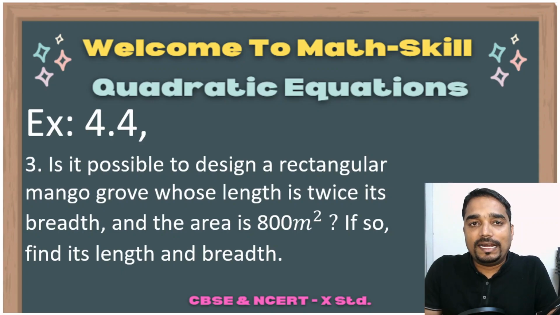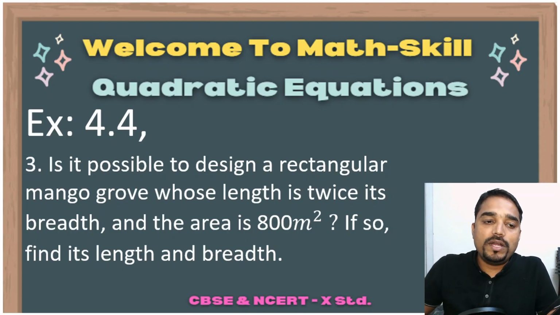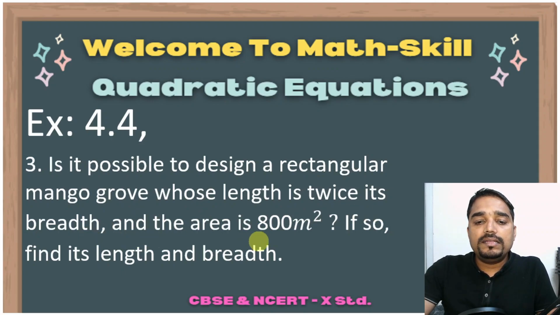In this session, let's discuss the chapter Quadratic Equations and the numerical. What we are going to learn is a statement problem: is it possible to design a rectangular mango grove whose length is twice its breadth and the area is 800 square meters? If so, find its length and breadth. This numerical is a part of CBSE as well as NCERT for 10th standard mathematics.